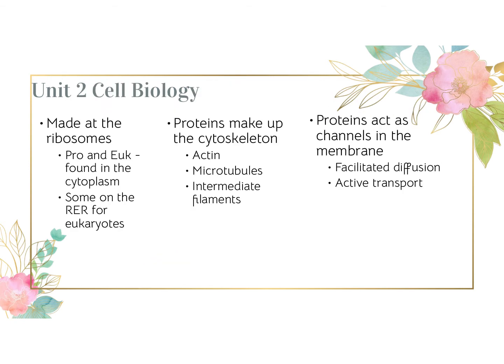In Unit 2, Cell Biology, we're going to first start talking about how proteins are made. So proteins are made in the ribosomes, and we'll get into more detail about the structure of those ribosomes in Unit 5. But keep in mind that for both prokaryotic and eukaryotic cells, there are ribosomes which are not membrane bound, found in the cytoplasm. In the case of eukaryotic cells, some of those ribosomes are also going to be found embedded within the rough ER.